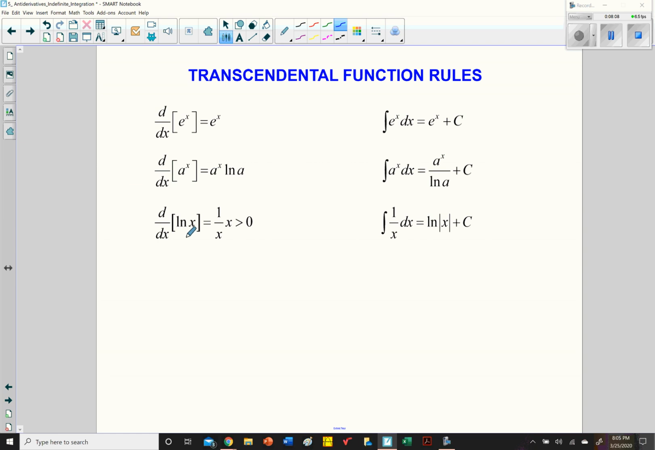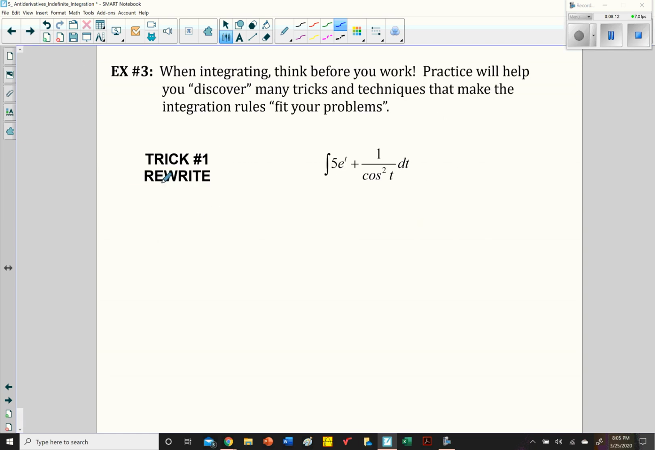And then we'll work on these a little later on. So there's our list of rules. Here's a couple of tricks. There's about 4 tricks you want to notice.